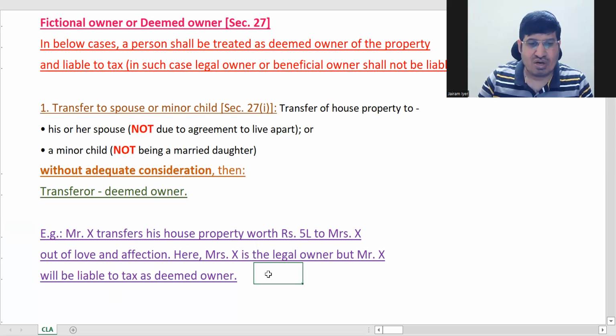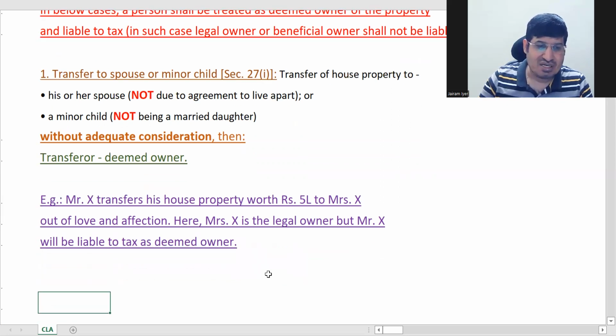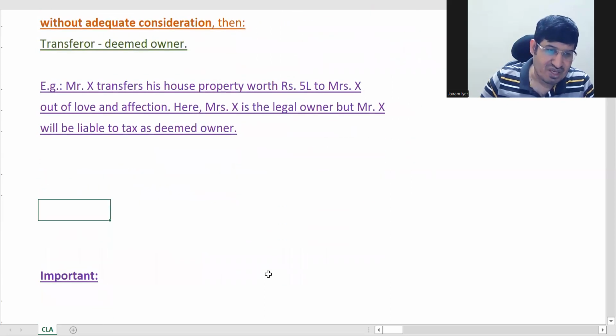Right? So what will he be liable to tax for, the rent? Basically, we're talking of the rent here, right? So till the rent comes, there is no income. Just because he has transferred the house, the income will not be taxed under house property. There has to be some income. When the assessment is done, Mr. X will be taxable.